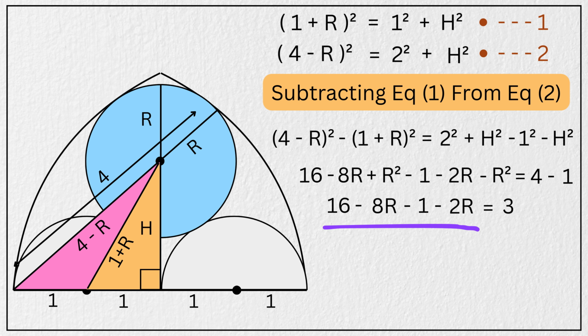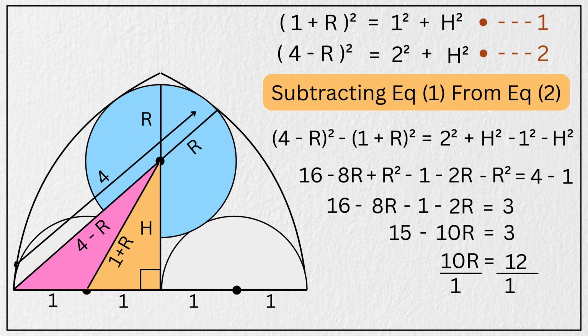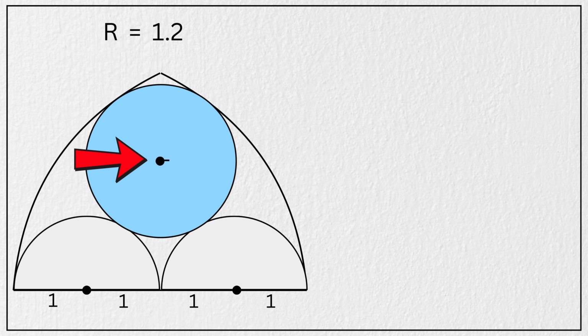Now simplifying this further, we have 15 minus 10r equals 3, and subtracting 15 from both sides we get negative 10r equals negative 12, or 10r equals 12. Now dividing both sides by 10 we get r equals 1.2 units. This means the radius of this blue shaded circle is 1.2 units.